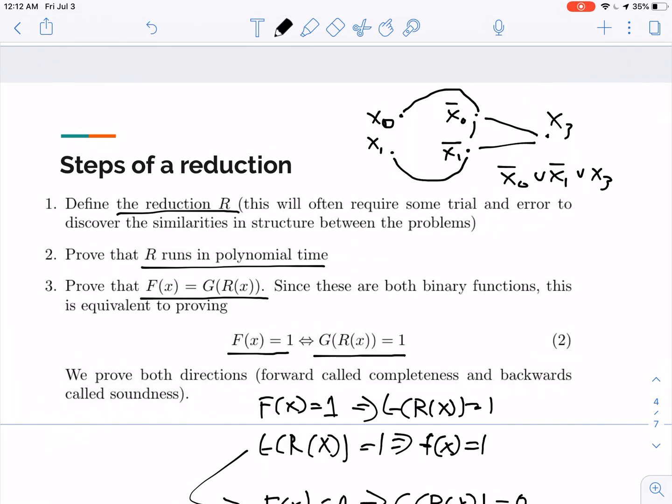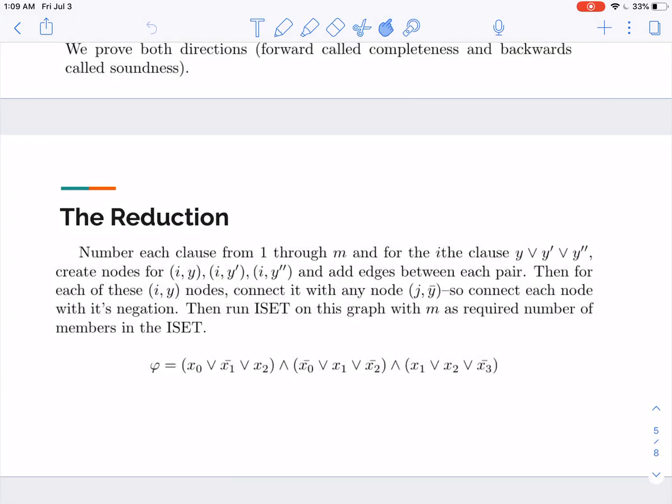And then eventually I might get to something where I feel like, oh, this is a polynomial time reduction, and also I think that this will work. So playing around with that is a really important part of doing reductions. All right, let's now go through the proof.